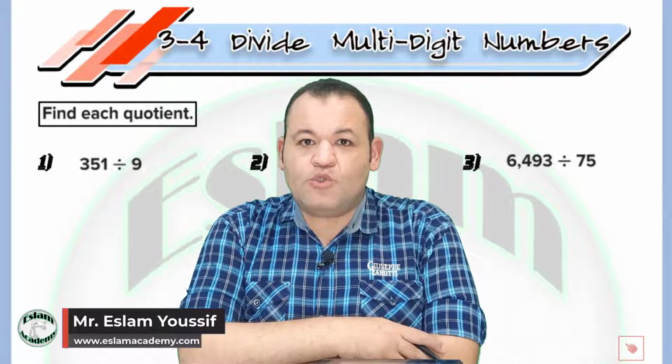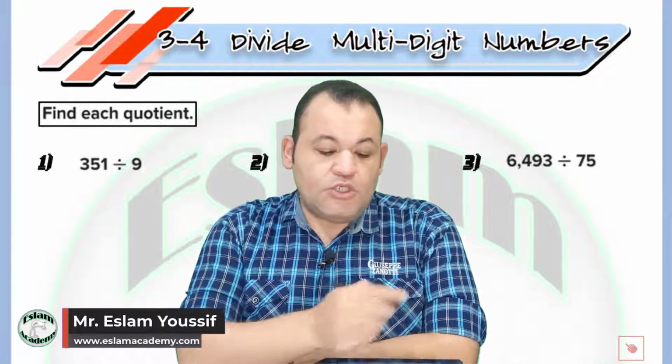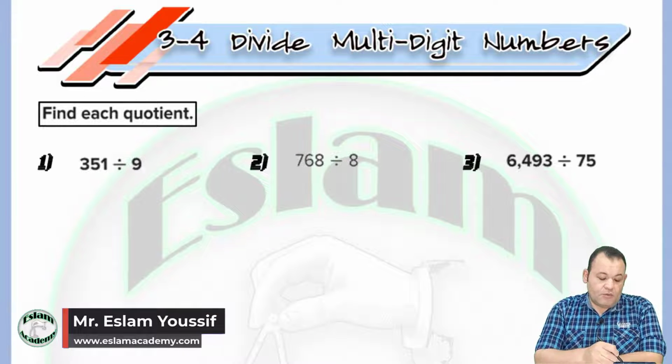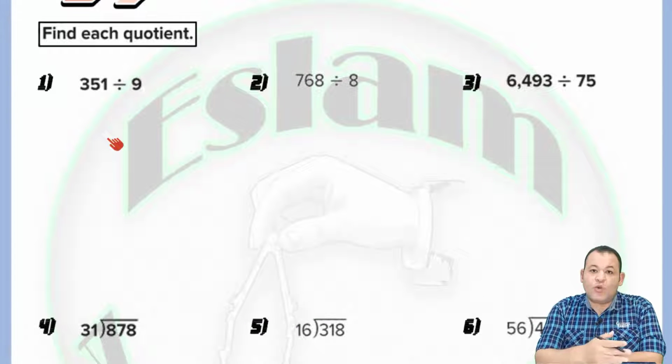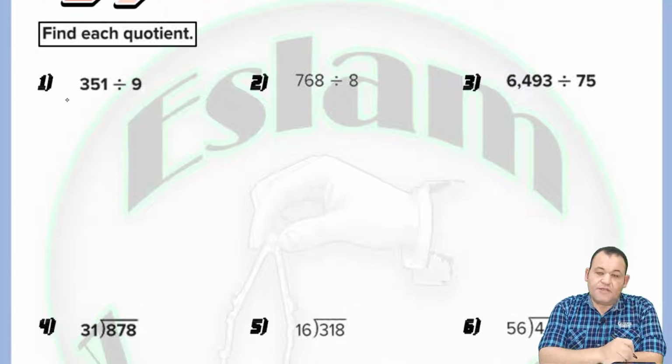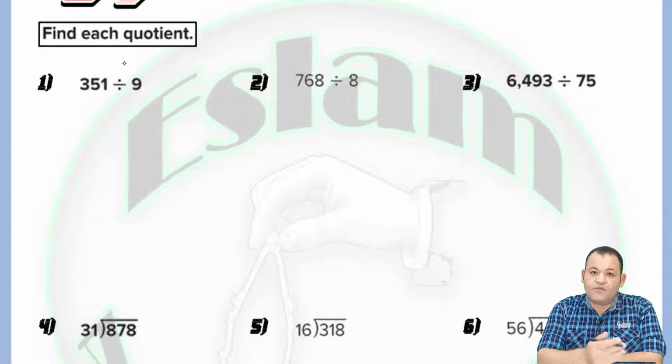In this video, we'll learn how to divide multi-digit numbers. For the first question, we need to find the quotient. First, I need to know the meaning of the quotient. If you need to divide, you need to know the name of each number. The first number here is called the dividend, and the second number is the divisor. The answer that you find from the division is called the quotient. So we need to find the answer of the division, which is defined by the quotient.